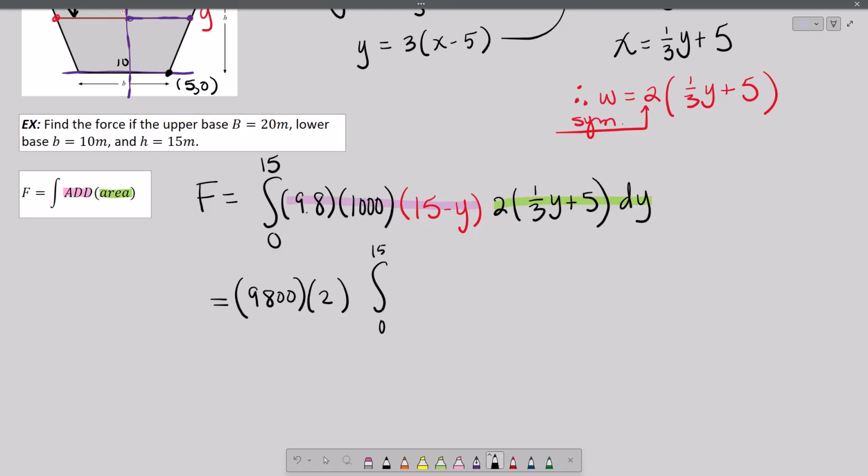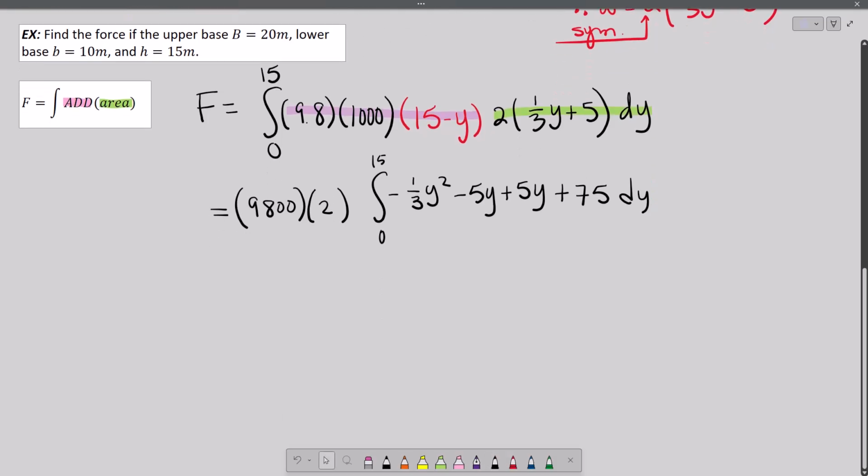So when we FOIL these, we'll have negative y times that, so that will be negative 1/3 y squared. We are going to have negative 5y when we distribute to the second one. When we distribute the 15 to the first term, we're actually going to get plus 5y. And the 15 distributed to that constant is going to give us 75. So there's our polynomial that we can integrate pretty easily. We can wipe out these 2. Those cancel.